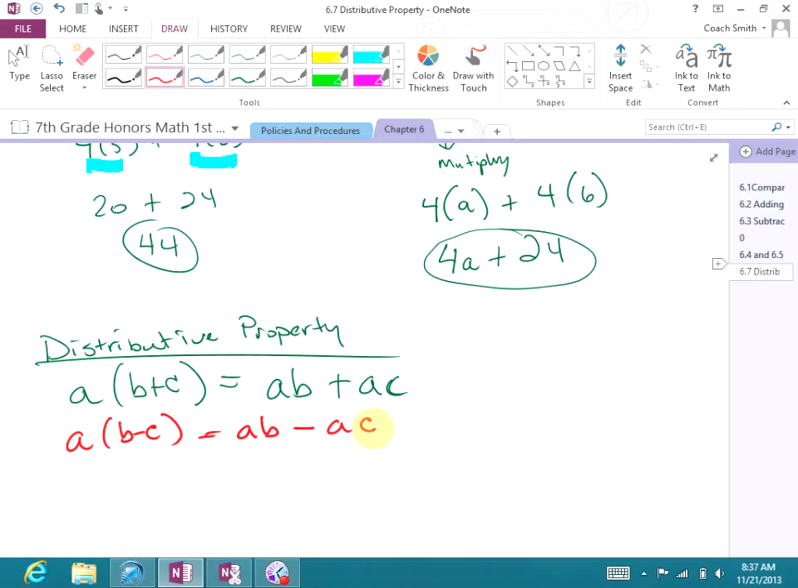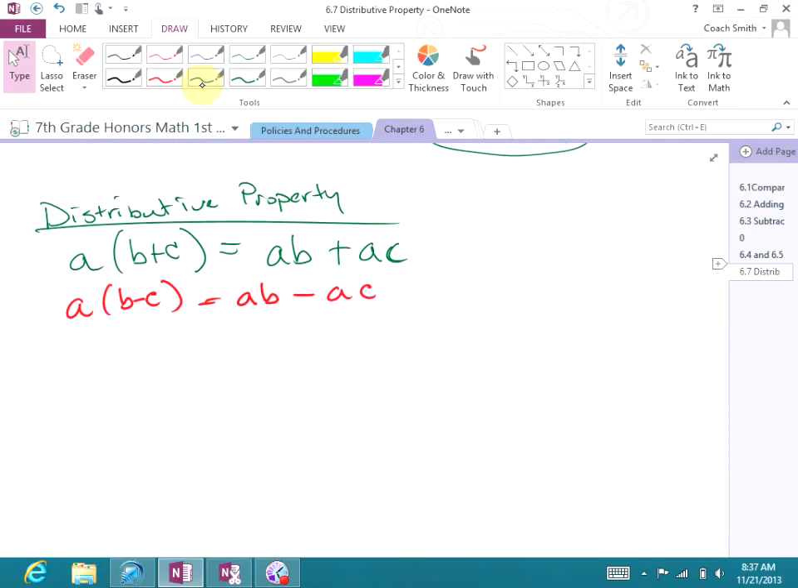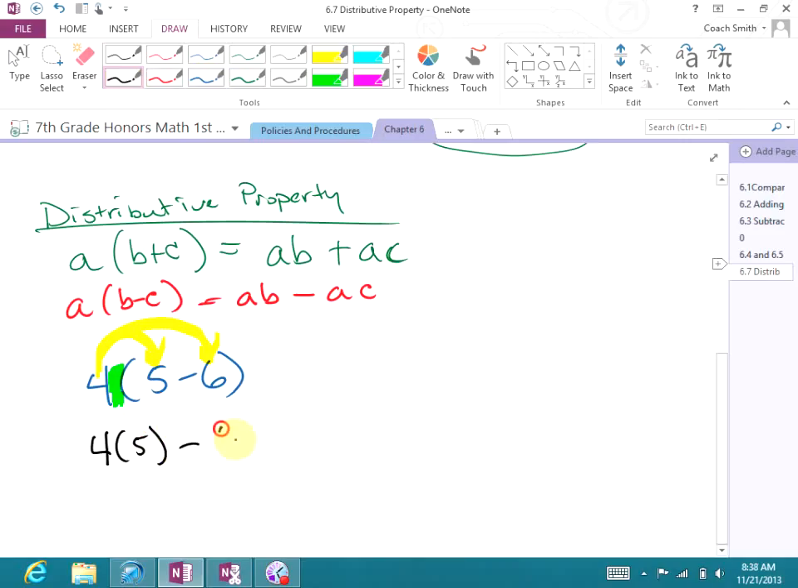Now it's the same property for both addition and subtraction. For example, if I had 4 times (5 minus 6), it's still the same property. This still means we need to multiply. This still means we got to distribute to the 5 and the 6. And so what that gives me then is 4 times 5 minus 4 times 6.